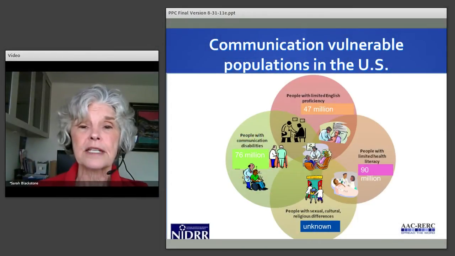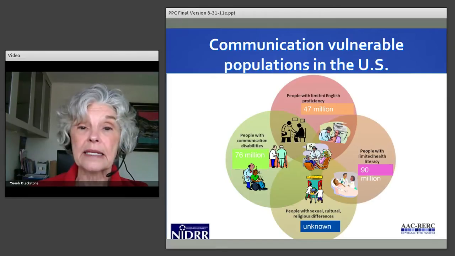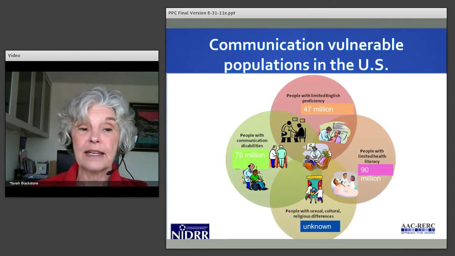So given the diversity in our country, individuals often belong to more than one of these groups. Thus, it's important to note that there's overlapping issues related to these circles. This points out the need to collaborate, which you'll be hearing a lot more about today. Different disciplines have different sets of expertise.